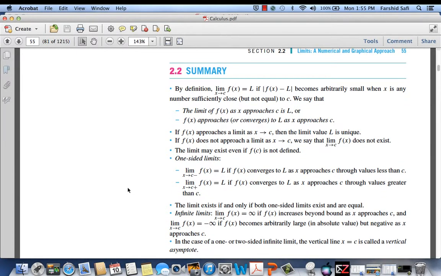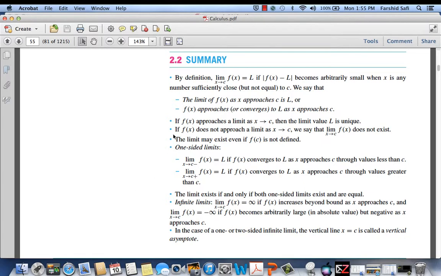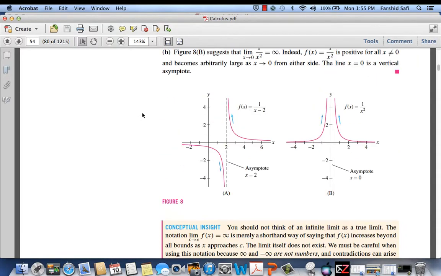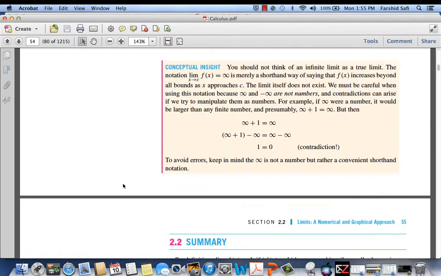But the summary of section 2.2 has to do with the language that we use for limits. We've covered that in this video. Also, if the function itself doesn't approach a limit as we get infinitely close towards a value c, we say that that limit does not exist. That's exactly what happened in the case of the limit as x approaches 2 of that rational function. That two-sided limit as x approaches 2 did not exist.